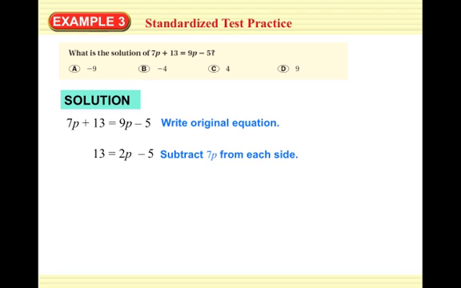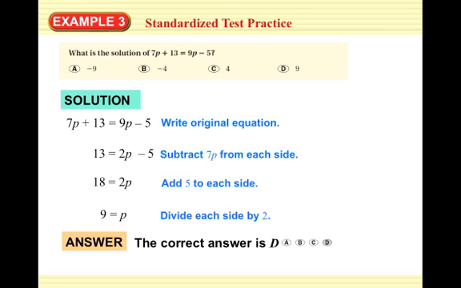Now we want to get the number terms on one side. So we're going to add 5 to each side, and that's going to give you 18 equals 2 times p. All right, p is being multiplied by 2, so to undo that, you want to divide each side by 2, and that's going to give you 9 equals p. Okay, so we look at our answer choices and we go, great, our answer is D.